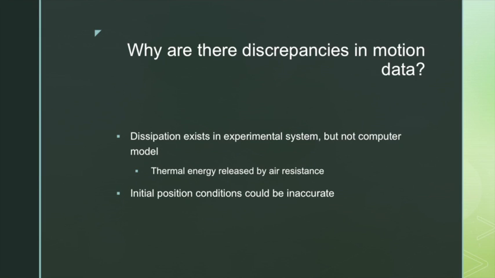Also, these differences may be because the initial conditions I established in my code were inaccurate. If the initial position of the ball was even slightly off, it could have had a drastic impact on the motion data produced by my code.